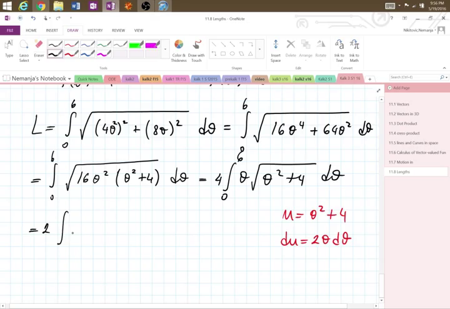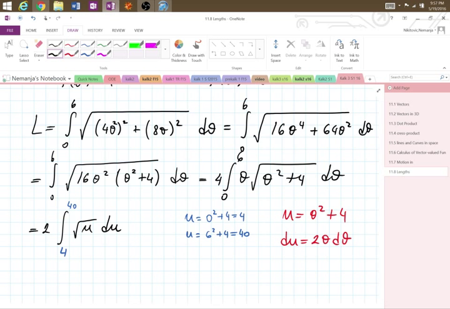So 2 theta d theta is du. We have the integral of the square root of u du. And then the limits change using the formula. So let's do that here. I have u is equal to 0 squared plus 4, which is 4. And u equals 6 squared plus 4, which is 40. So the limits are 4 and 40.